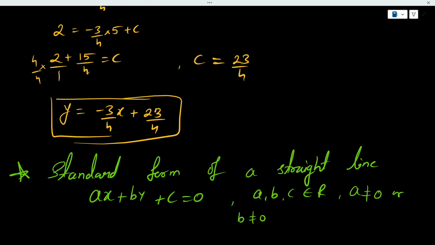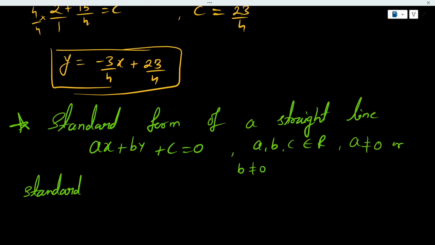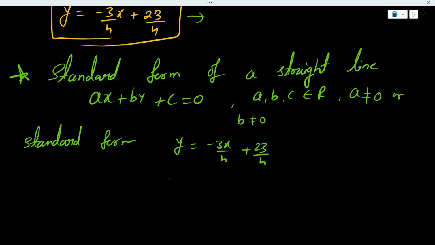B cannot be equal to 0. Both cannot be equal to 0 at a time, right? So how do we get it here? If I need to find the standard form of the above equation, because this is called gradient form, right? This is standard form. If I'm writing here y is minus 3x by 4 plus 23 by 4, you know that it should be in the form of ax plus by plus c equals 0.